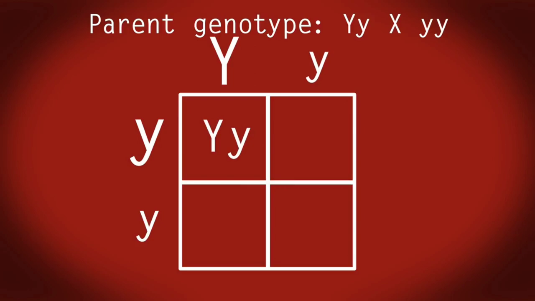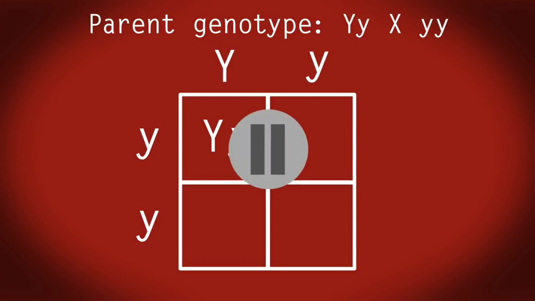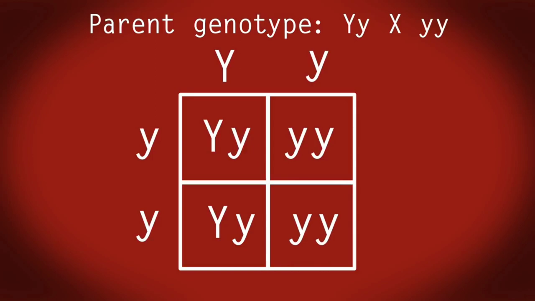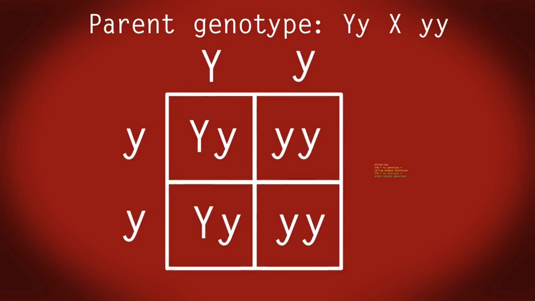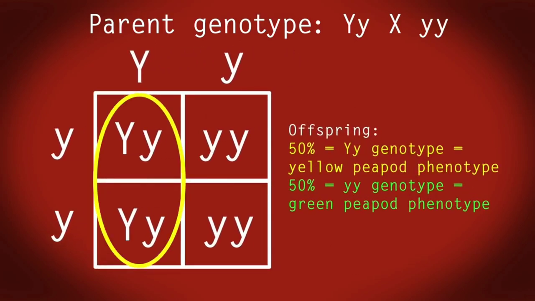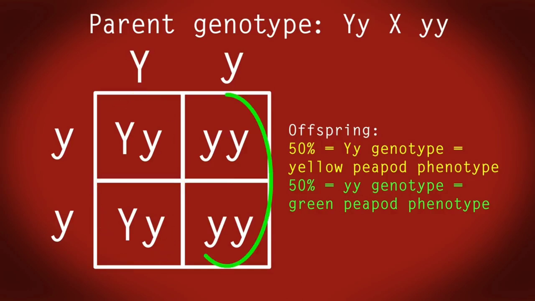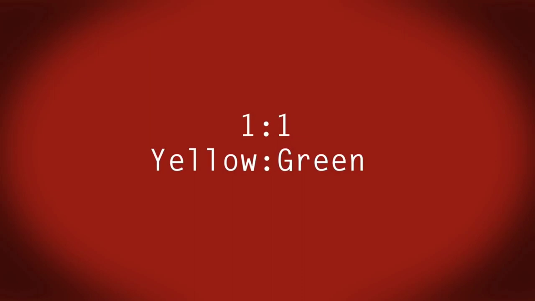Can you complete the rest of the Punnett square? Pause the video, try to think, then click play when you are done. Did you get it right? We have two Yy genotypes, so 50% of the offspring have dominant yellow pea pods, and two yy genotypes, so another 50% of the offspring will have recessive green pea pods. So we write the phenotypic ratio as this.